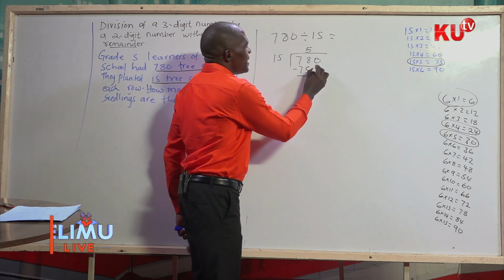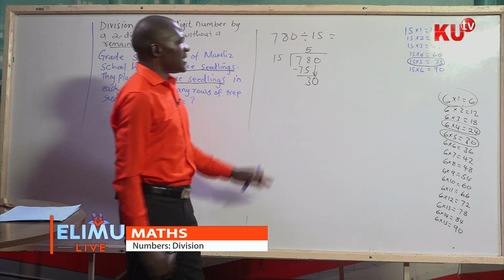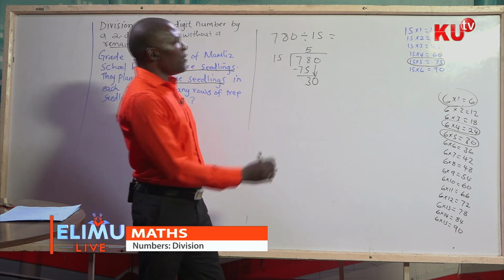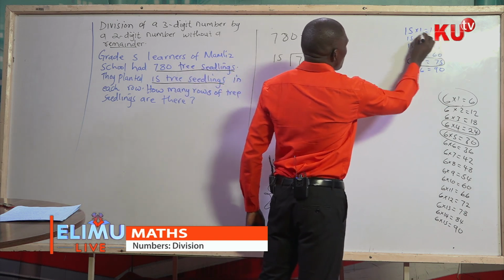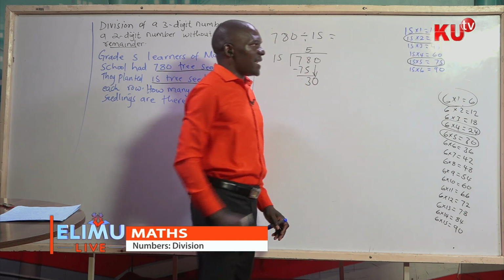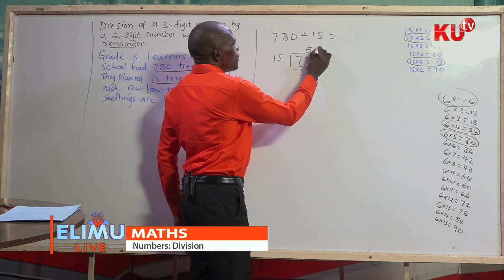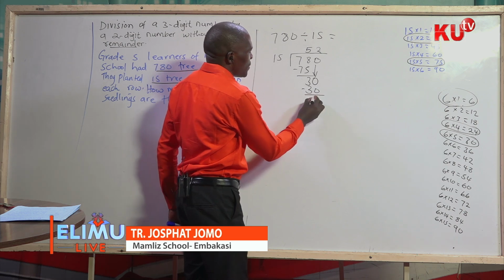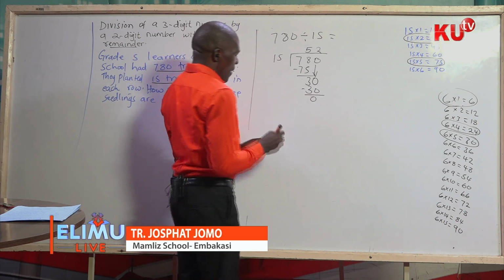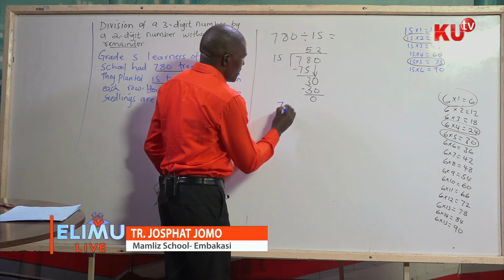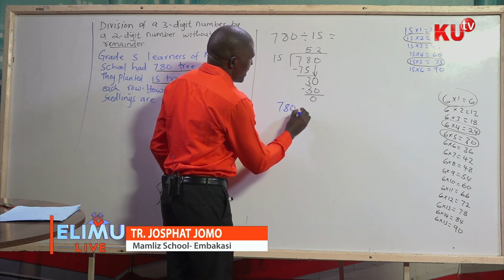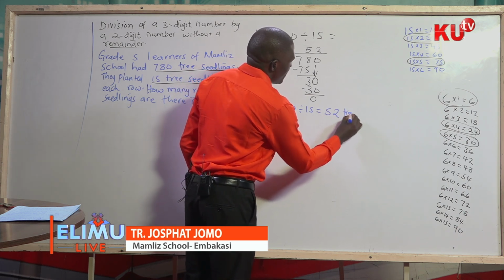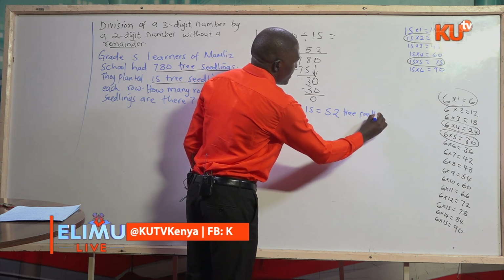Then you drop this 0. Drop 0 to make it 30. Then check out how many times does 15 go into 30. Move to table 15 and find out which number you can multiply by 15 to give you 30, and that is 2. So you write 2 on top of 0, multiply 2 times 15 to give you 30, and then subtract to give you 0. So our answer becomes that when 780 is divided by 15, it will give you 52 rows of tree seedlings.